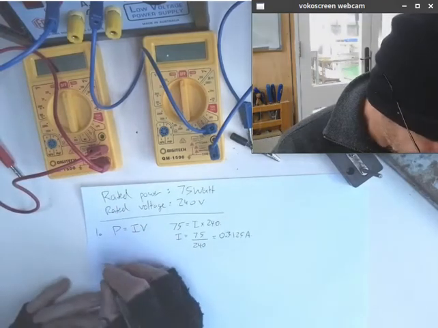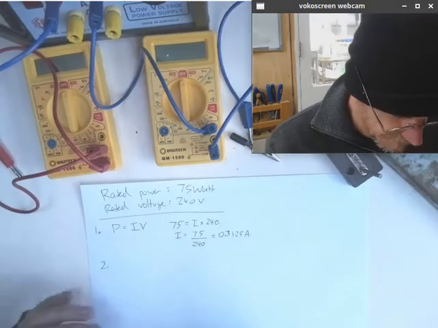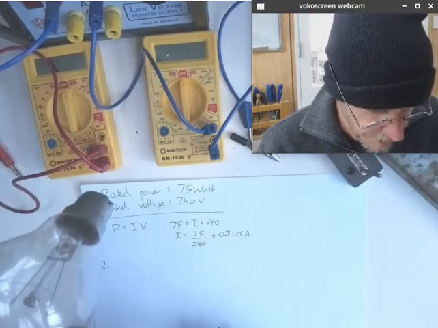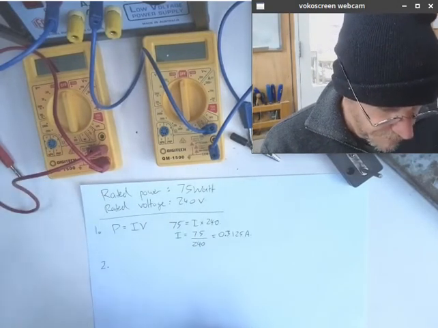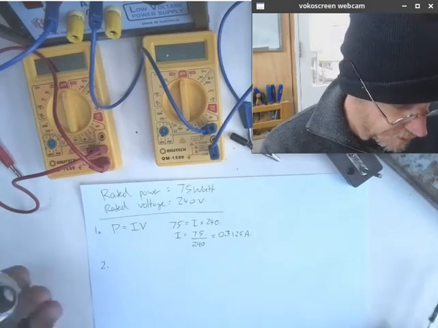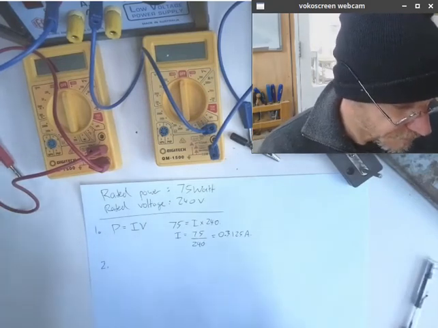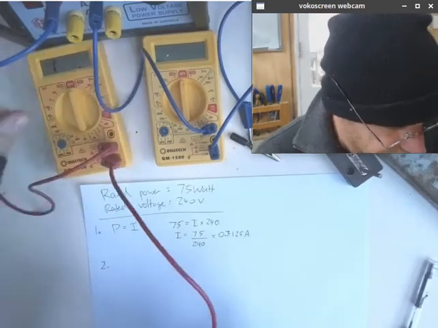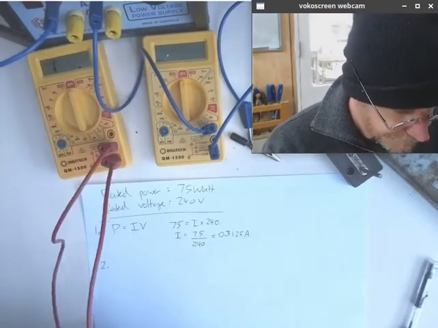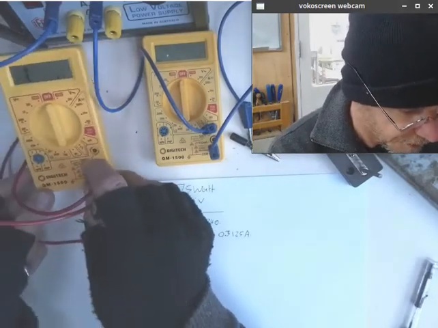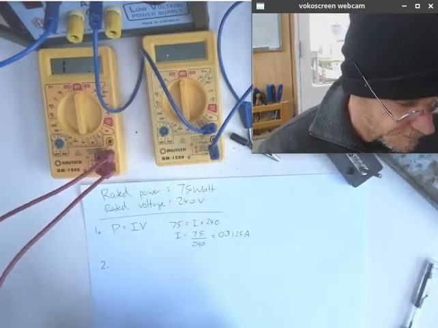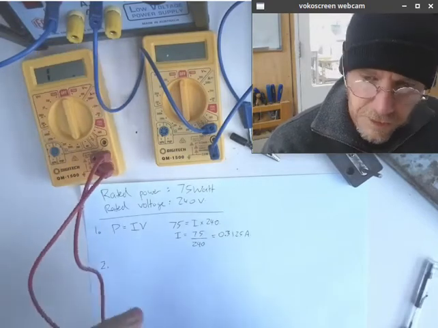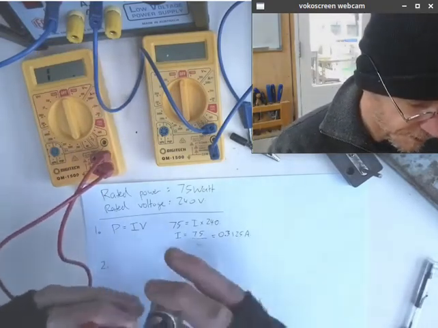Alright, the second way we could try and go about this, and we're going to compare these ways, is to look at the resistance of this bulb and then use Ohm's law. So we're going to just try that for a comparison. So let's go to our meter here. I've just turned it onto the resistance setting. I've got a nice close-up there for you so you can see what's going on.